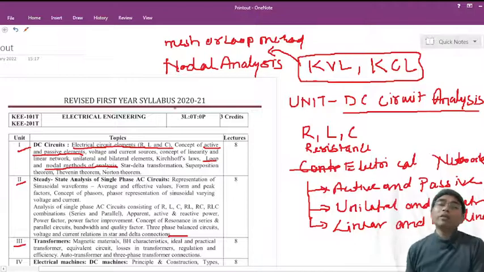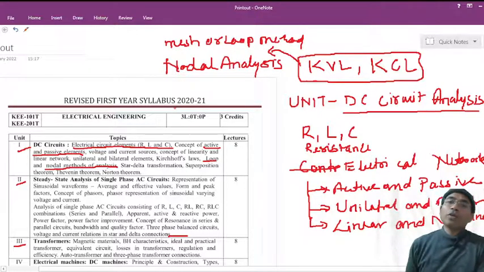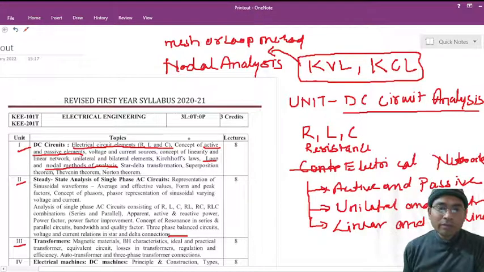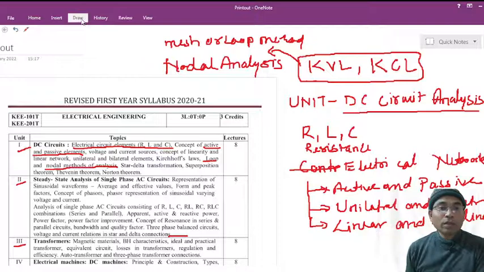So you will have a proper knowledge of KVL, KCL after studying this unit. There are some network theorems that will be covered in this first unit. The theorems which you will learn are these. Hopefully there are 3 or 4 theorems. Let me write them first.